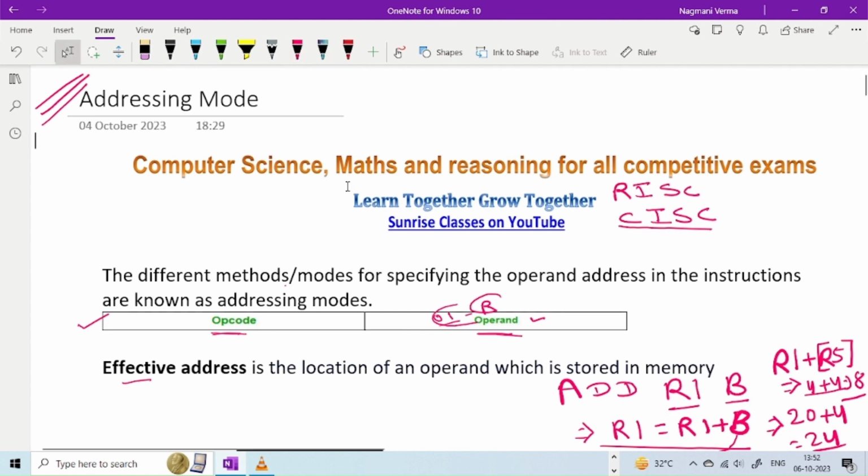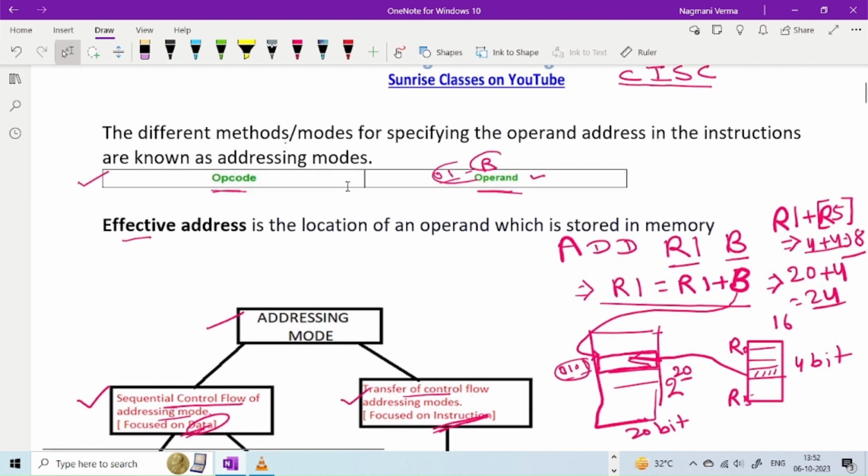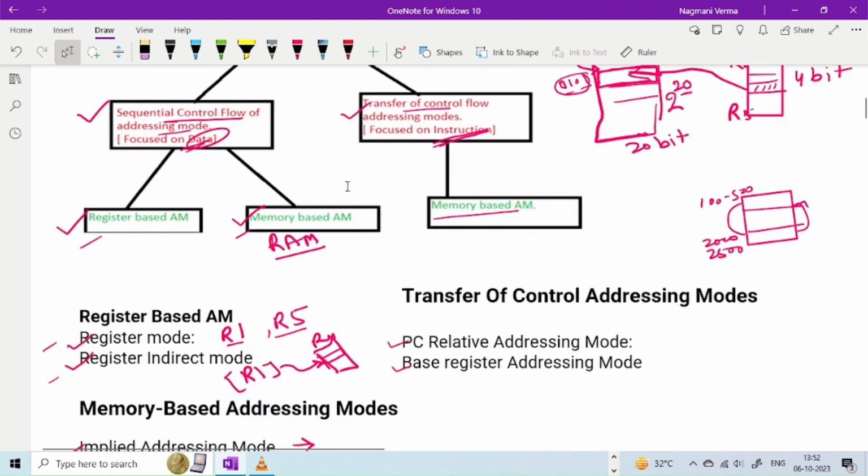Today we are going to discuss some of the addressing modes that are memory based. Earlier we already discussed the addressing modes, what is the role of addressing modes, and how they are useful, and we already discussed in detail the register based addressing mode. If you have any doubt or confusion, or if you did not watch that video, please go and watch the register based addressing modes in detail.